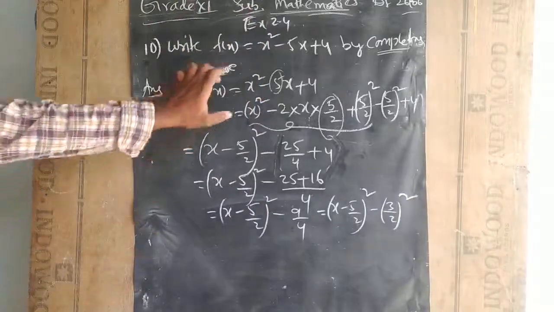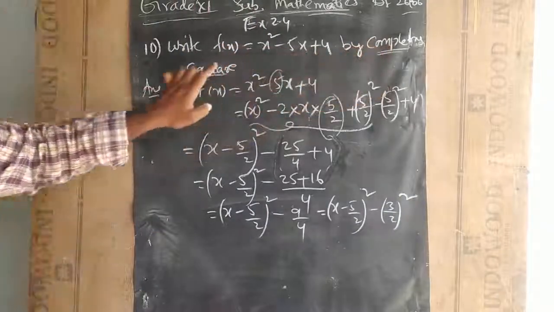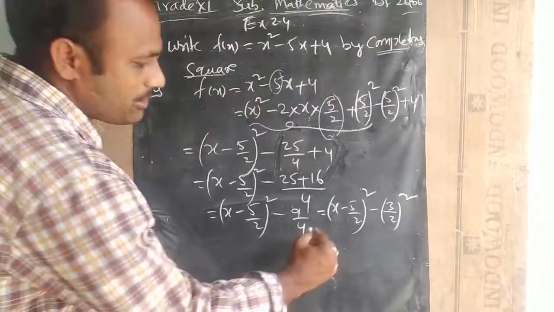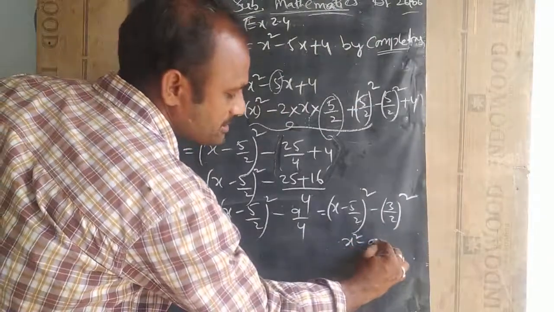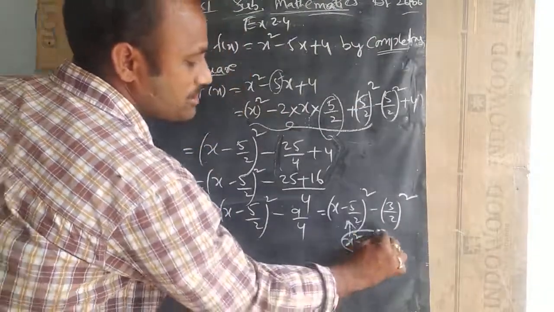Means your answer, now it is asking for the method of completing square, right? Completing square, so it should be in the form of x square minus a square. So this is your x square, this is your a square.